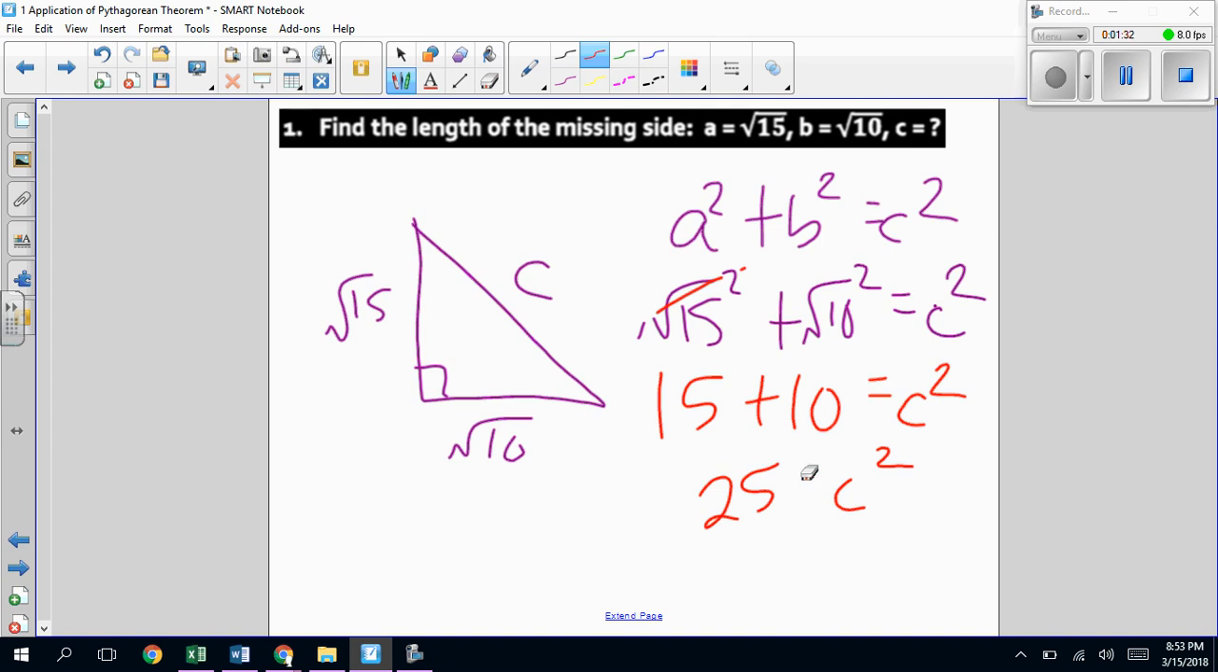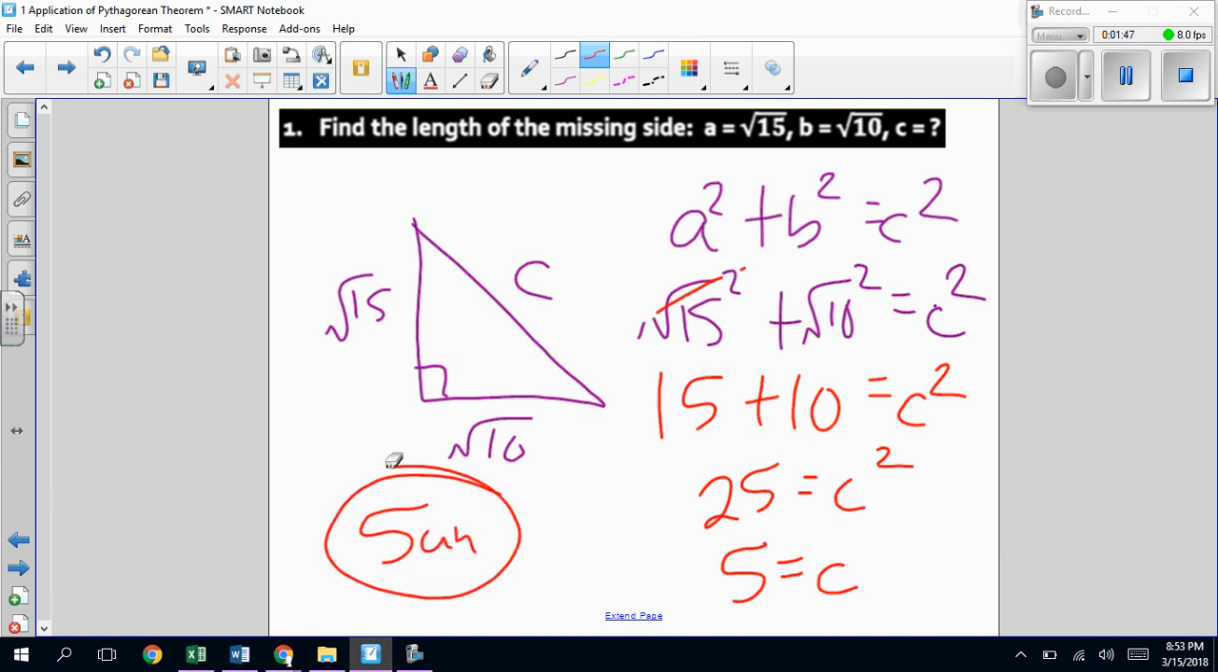The square root of 25 is 5. Well, it's plus or minus 5, but here a negative would not be the length, correct? And so our answer is 5 units. Our length for this hypotenuse of this triangle is 5 units.